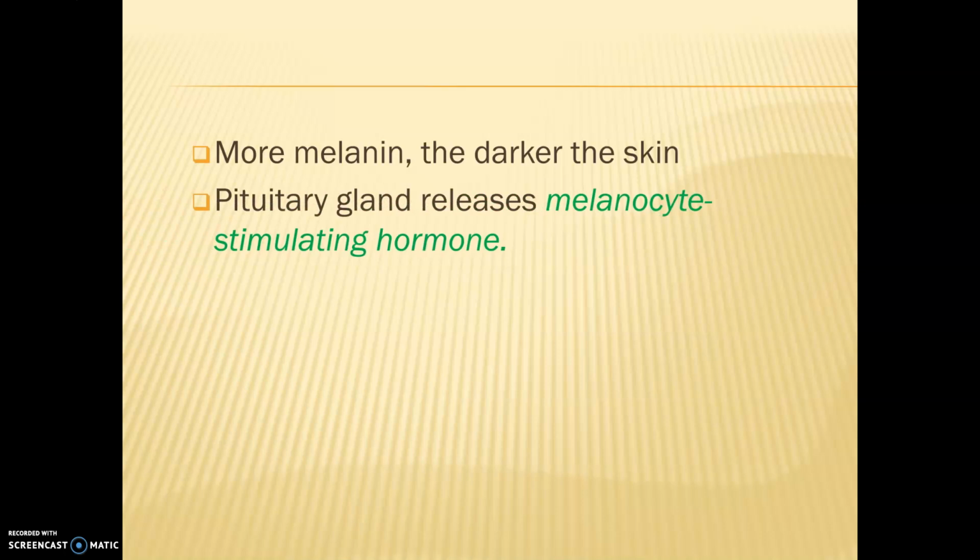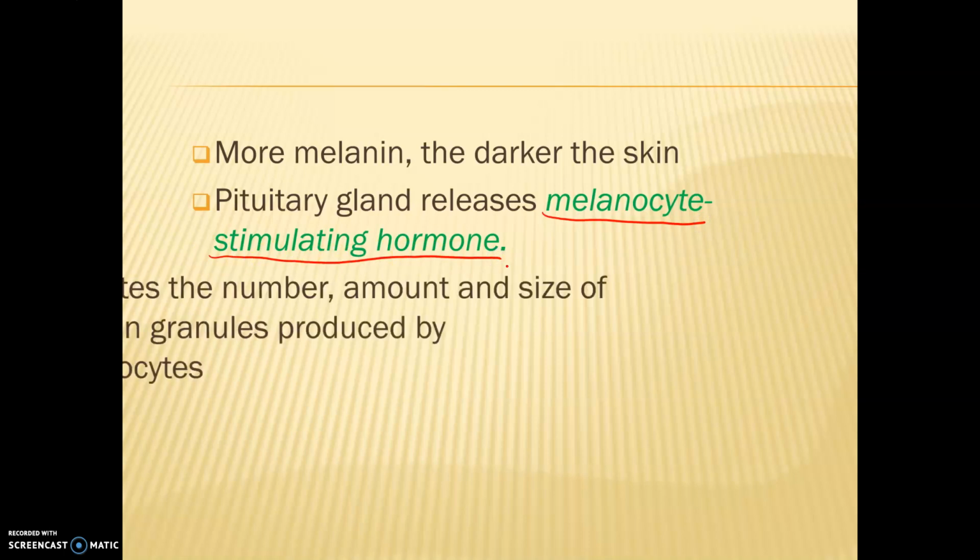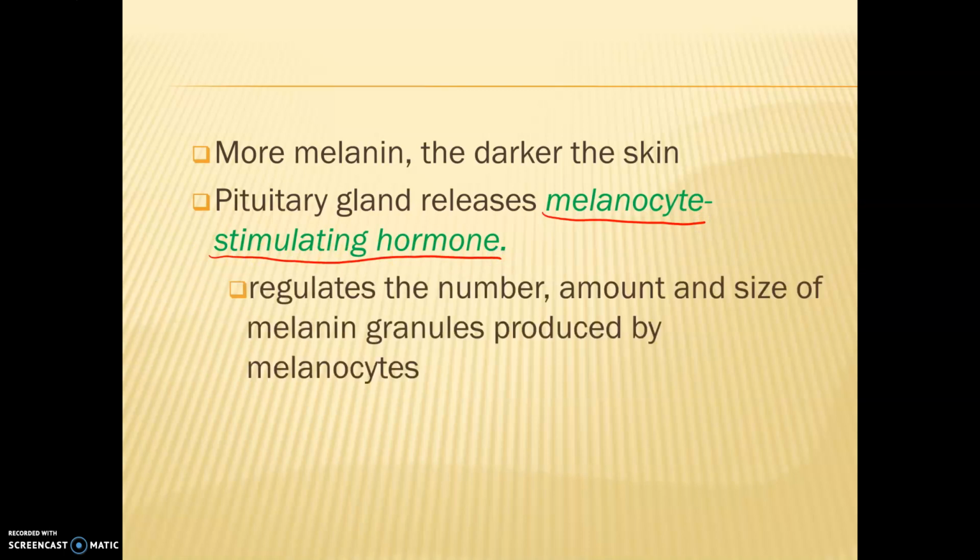So the more melanin, the darker the skin color that we're going to see. And our pituitary gland is going to release a hormone called melanocyte stimulating hormone. That's how our genetic factors come into play here. It regulates the number, amount, and size of the melanin granules that are produced by our melanocytes.